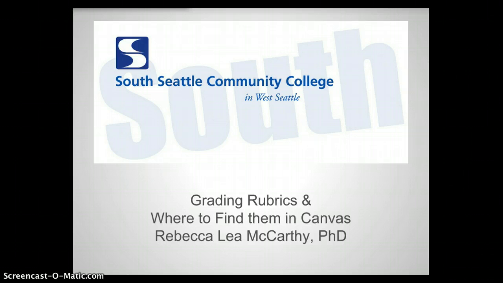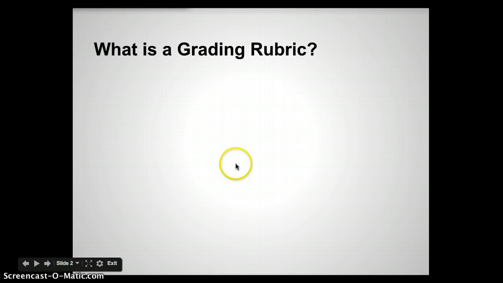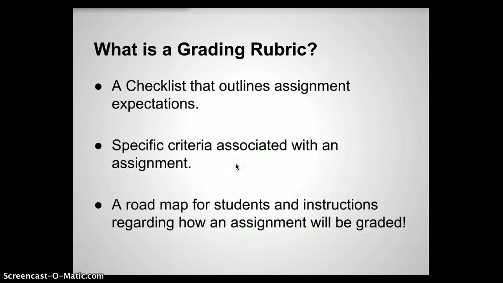Before I tell you where to find grading rubrics in the Canvas learning system, let's take a little bit of time and talk about what a grading rubric is and why we use them. What is a grading rubric? Well, a grading rubric is basically a type of checklist that outlines assignment guidelines and expectations. It tells a student what the specific criteria are that an instructor is looking at before they actually grade you, and why that criteria is important.